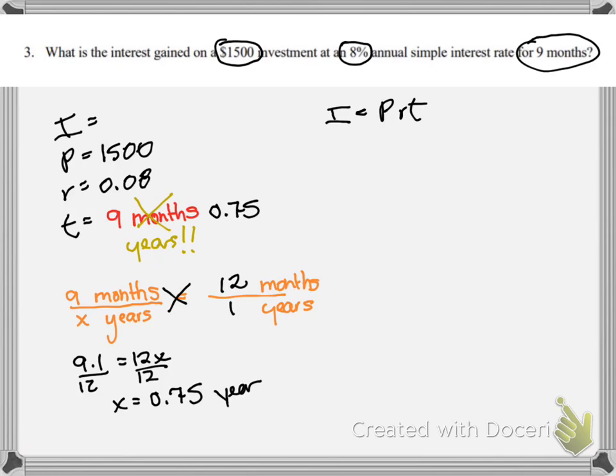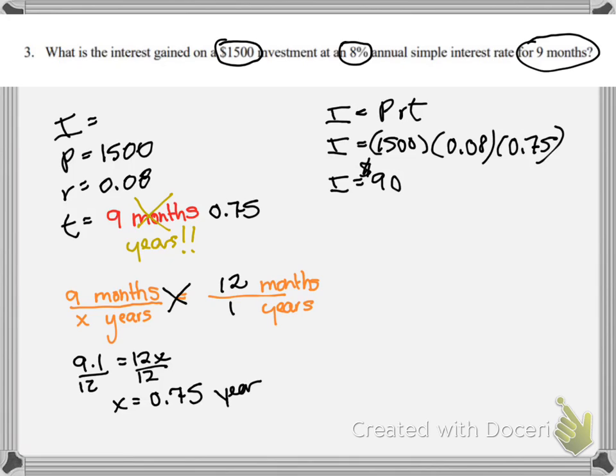Okay, so let's go ahead and fill this out. So we have 1,500, and our rate is 0.08, and our time, again, is not 9, because that would be 9 years. Our time is 0.75. It's 3/4 of a year. So then we can just go ahead and plug that into a calculator. And when we do that, we find out that the simple interest is $90. Okay.